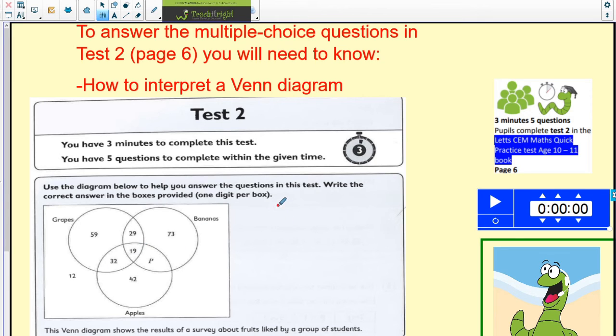And this is the thing that people can get confused on. So it would be 59 plus 29 plus 19 plus 32.